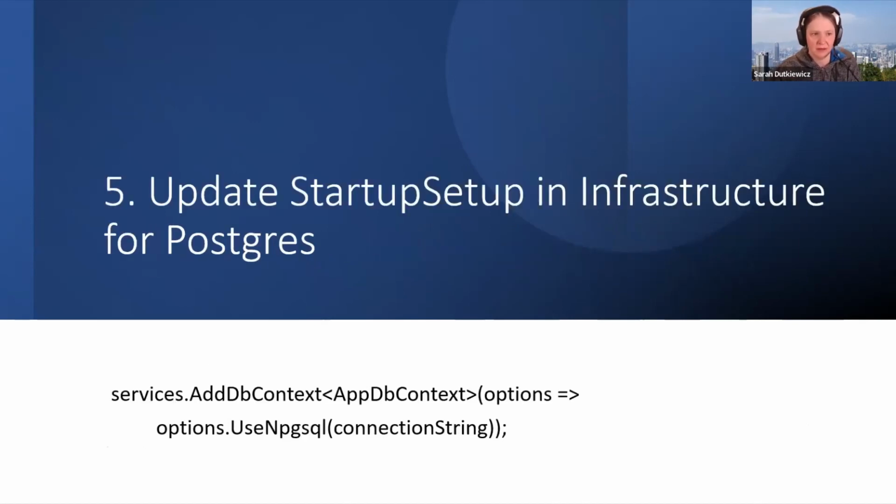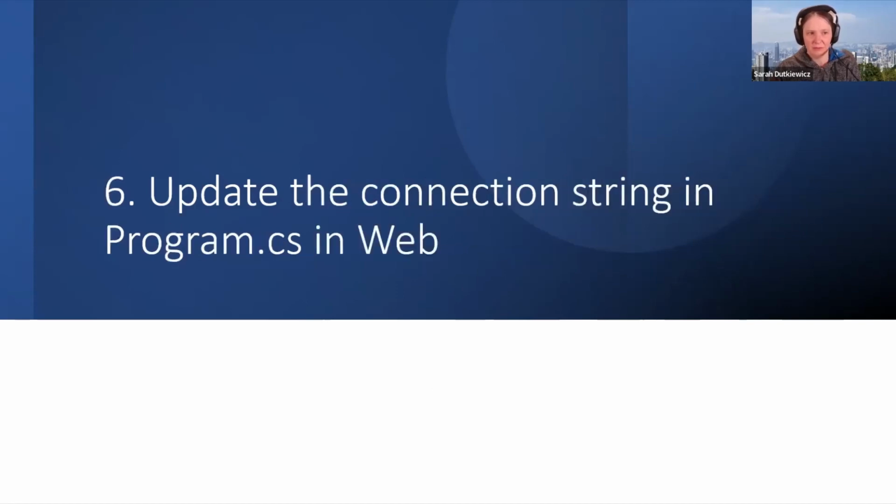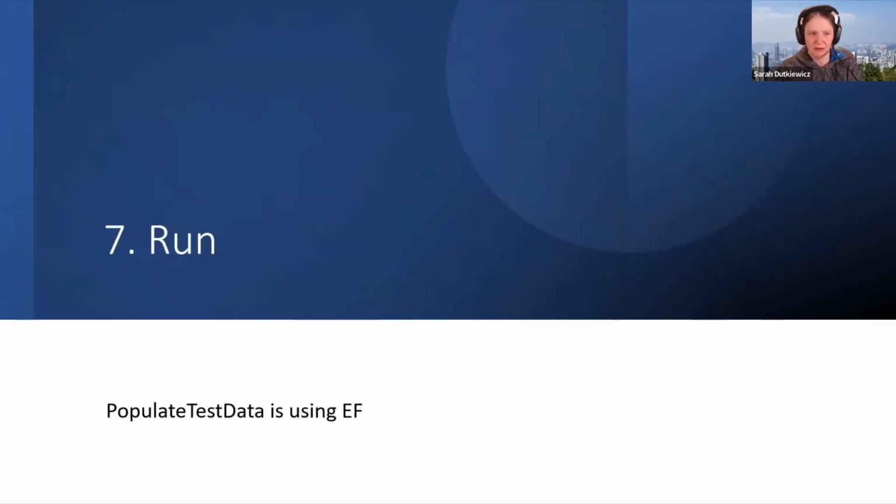Then we're going to update our setup, setting the DbContext to use Npgsql, that's the .NET driver for Postgres. So we'll tell the DbContext to use that. Then we will update the connection string in Program to actually use the connection string we want to use. Then we'll run it. So let's do that.